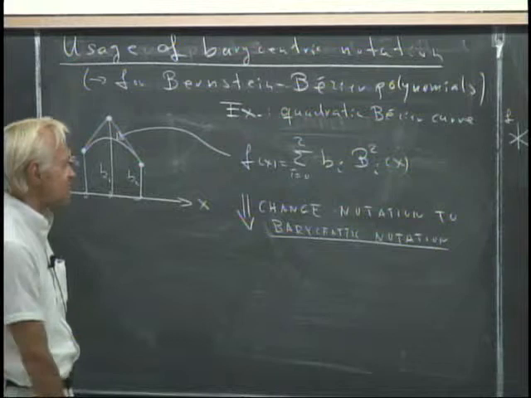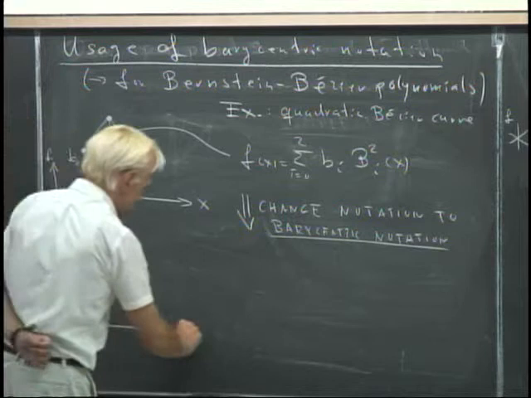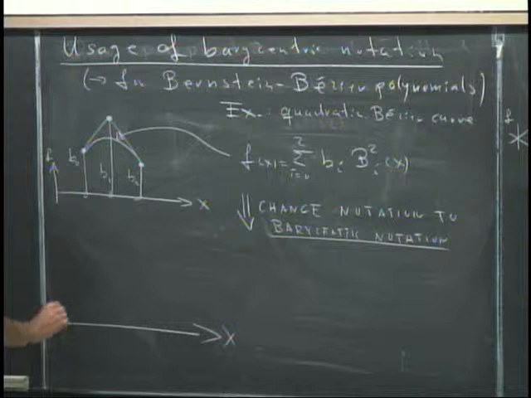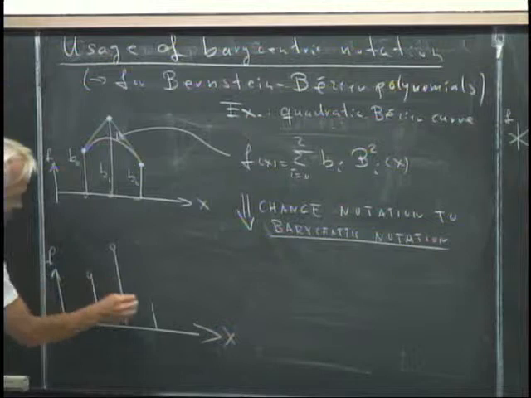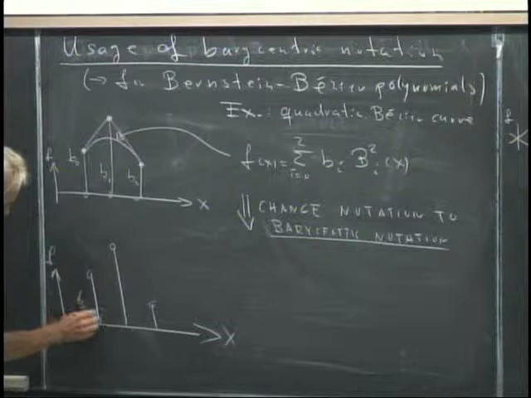So I show you how this one changes when I write this in barycentric form. This is still an x-axis. This is our space. And this is still our f. But now the sticks would have different names. They would have two indices. So this stick will now be called B2,0. This one will be called B1,1. This one will be called B0,2.